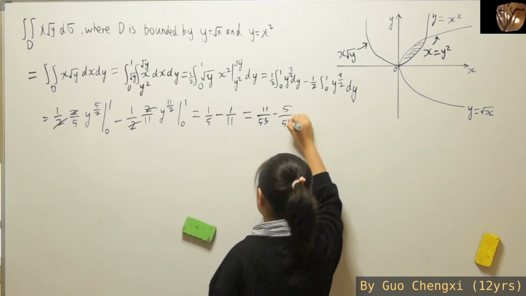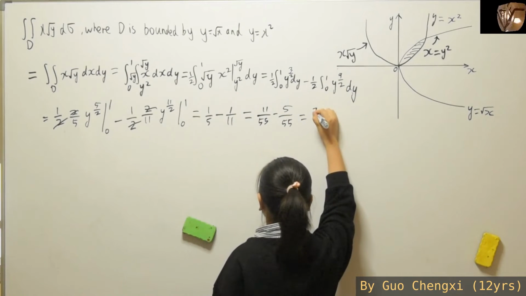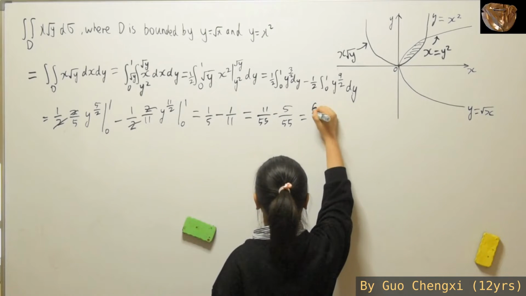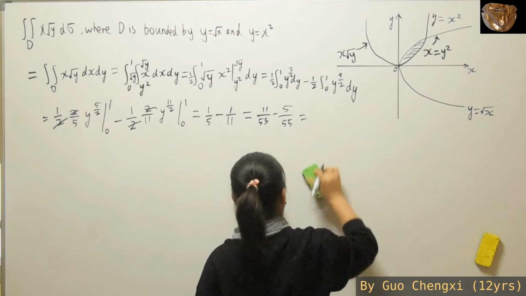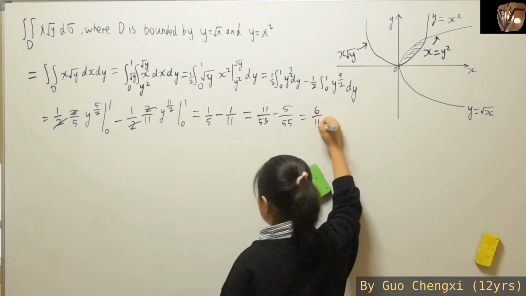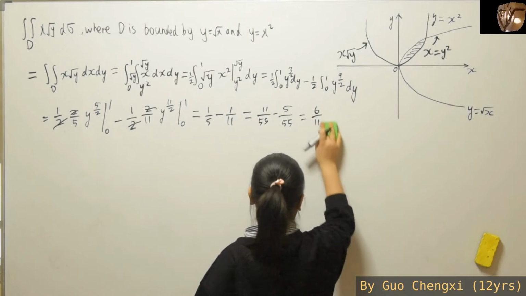Basically, whereas you're going to get a 6 over 11. Okay, so that will be our answer for this example. So what we mainly did for 6 over 55.